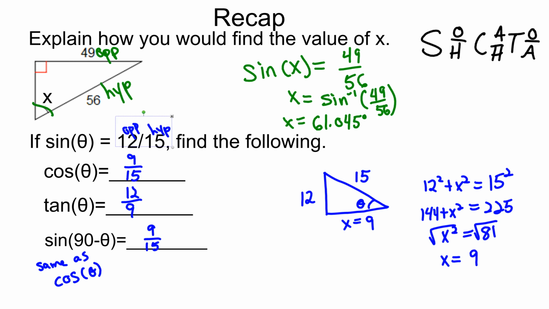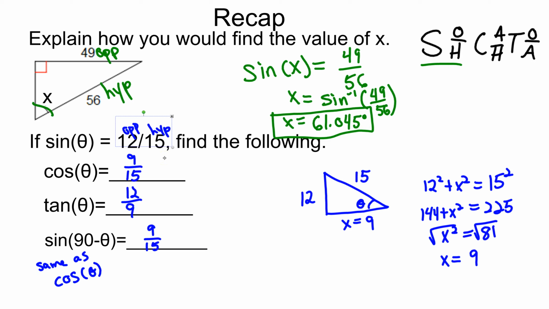All right guys, so here are the 2 problems. First problem, all I did was identify my angle, then I identified the sides, realized I had opposite and hypotenuse, so I needed to use the sine function, set up my equation, solved for the angle x by using the inverse, and I got the final answer of 61.045 degrees.